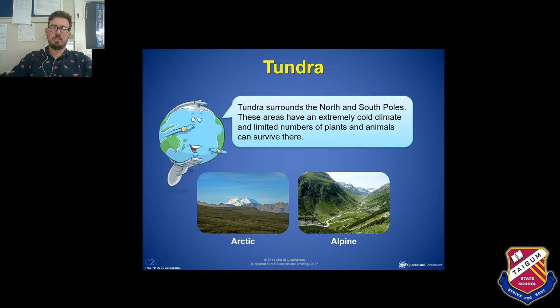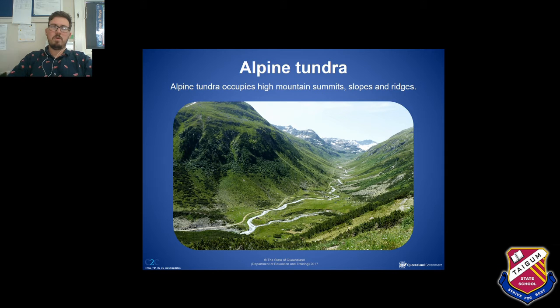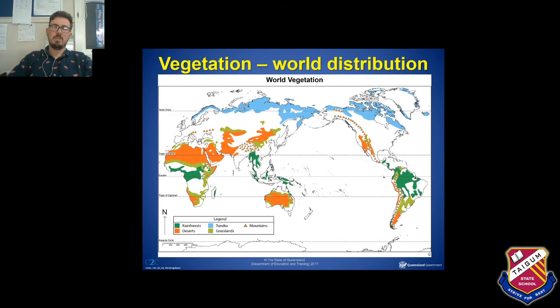Tundra surrounds the north and south poles. These areas have extremely cold climate and a limited number of plants and animals can survive there. So we've got Arctic and Alpine. Arctic tundra occurs in the northern hemisphere near the Arctic Circle, north of the taiga. Alpine tundra occupies high mountain summits, slopes and ridges. So here again is the world distribution, which we looked at before.